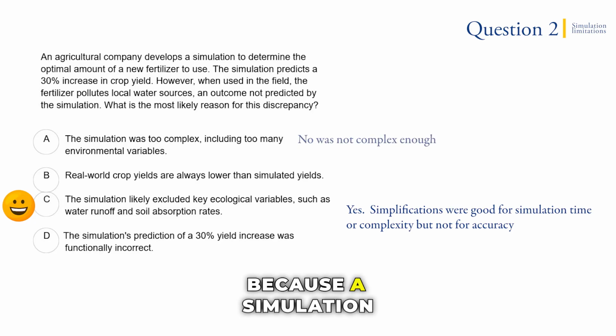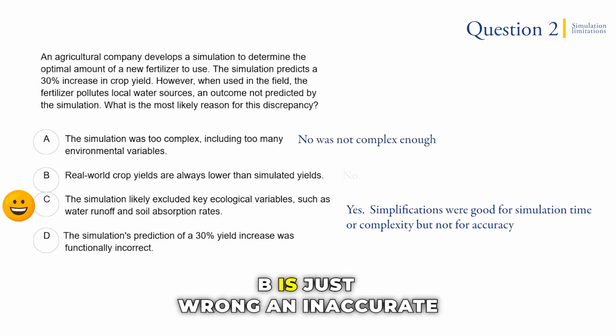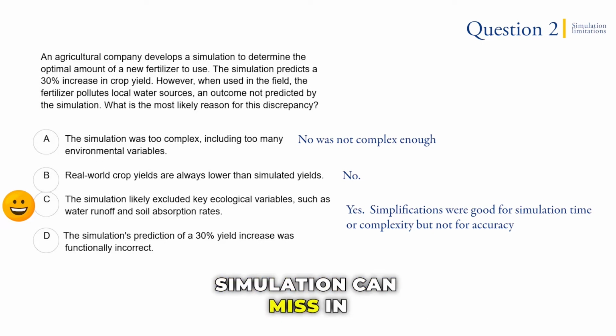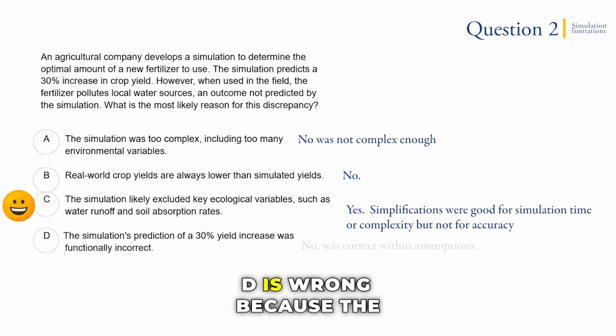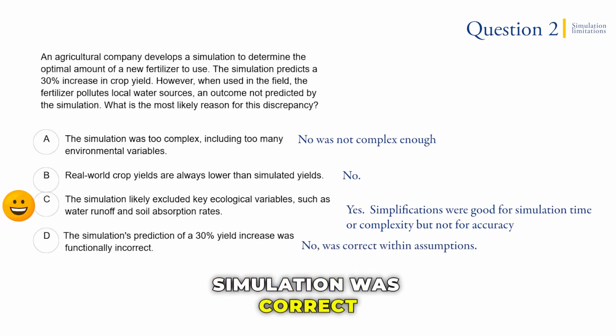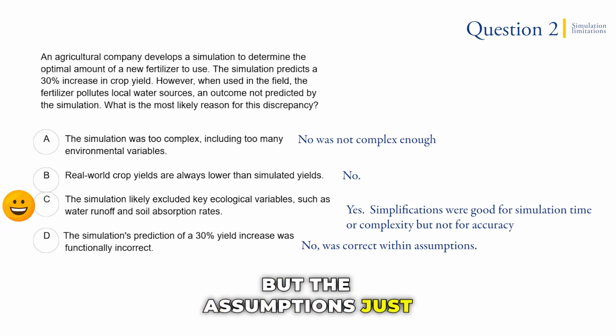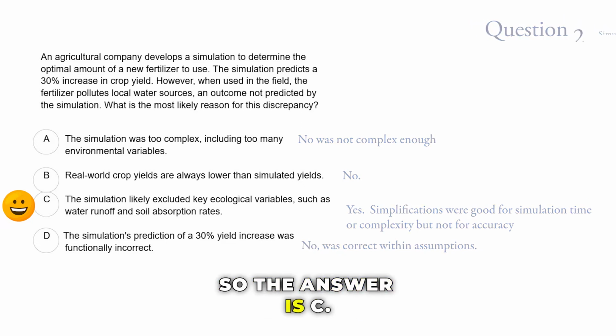A is wrong because a simulation that's really complex will be more accurate, but slower. B is just wrong. An inaccurate simulation can miss in either direction. And D is wrong because the simulation was correct within its assumptions, but the assumptions just weren't good enough. So the answer is C.